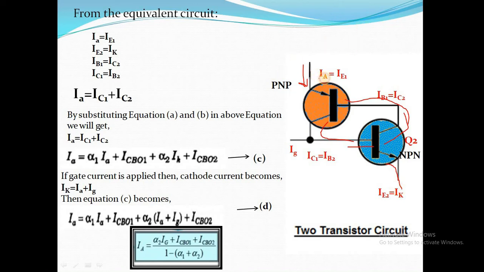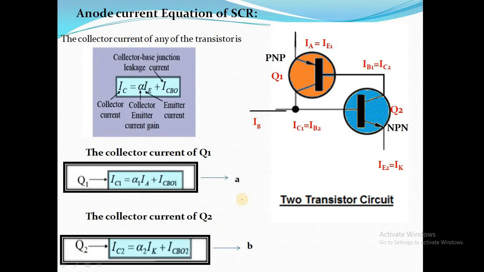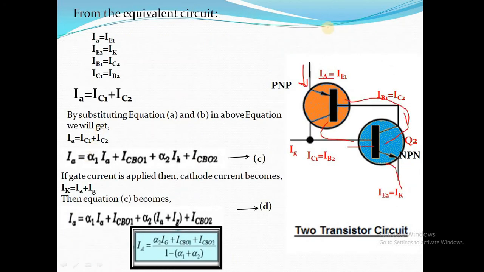So IA can be written as IC1 plus IC2, but we already have equations for IC1 and IC2: equation A and equation B, which we derived for transistor 1 and transistor 2. So by substituting equations A and B in this equation, we'll get IA equals IC1 plus IC2.